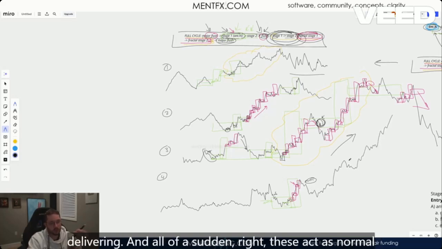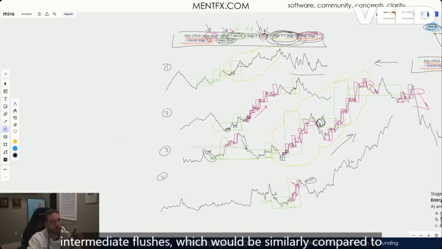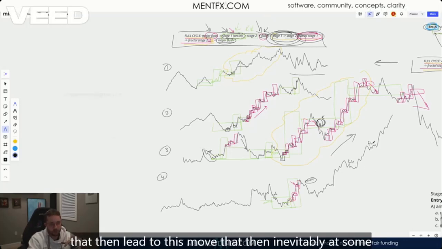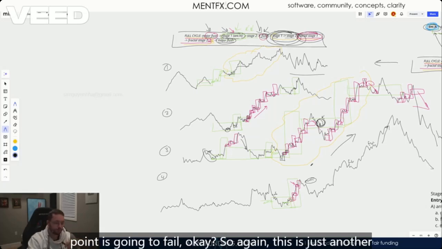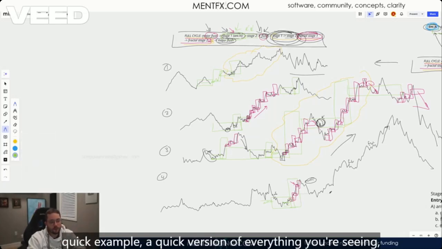And all of a sudden, these act as normal intermediate flushes, which would be similarly compared to this one right here. So, shorter-term intermediary flushes that then lead to this move that inevitably, at some point, is going to fail. Okay. So again, this is just another quick example, a quick version of everything you're seeing.